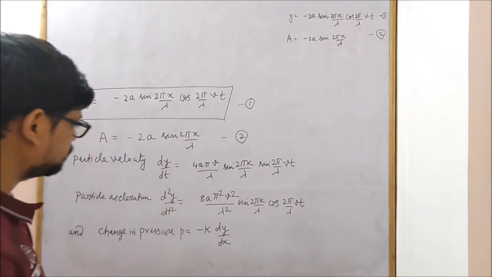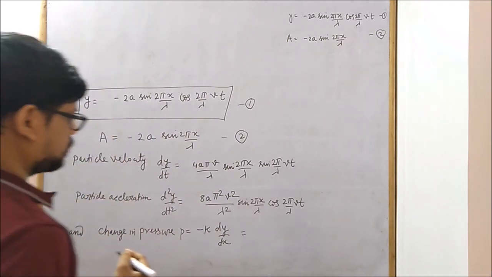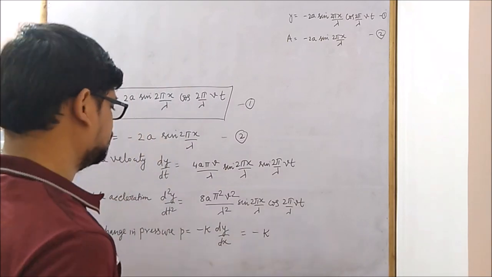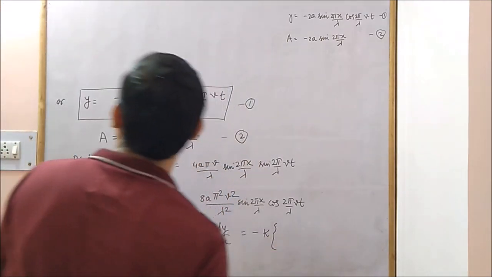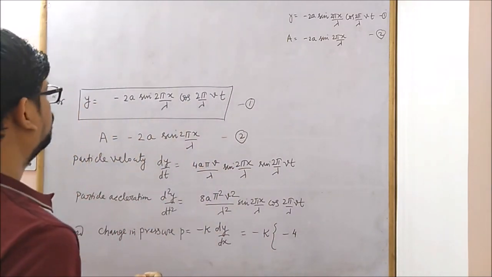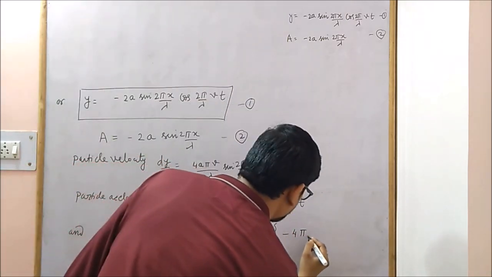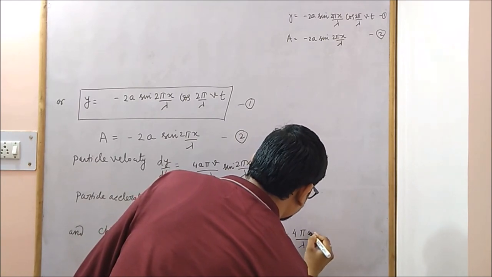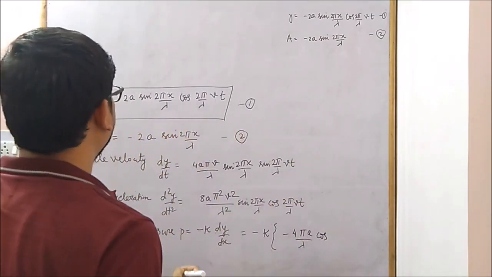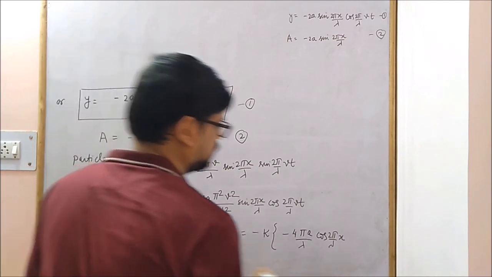So this is equal to minus k, and what is dy by dx from here? dy by dx is equal to minus 4 pi a by lambda cos 2 pi by lambda x and cos 2 pi by lambda vt.